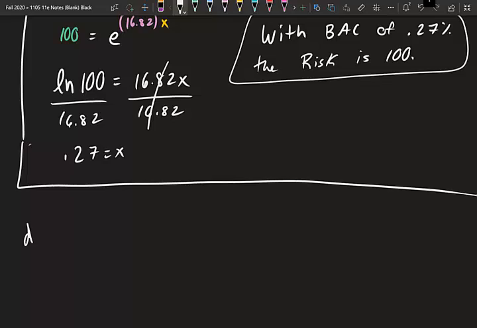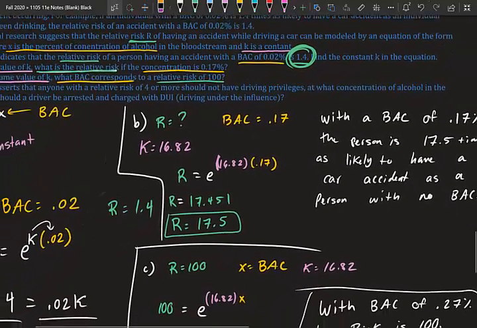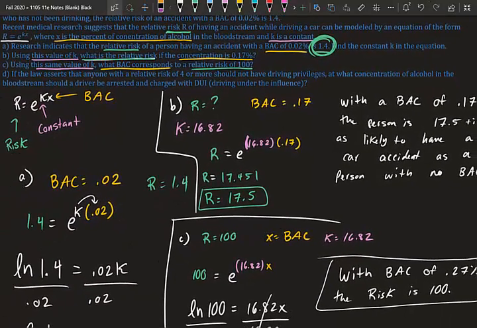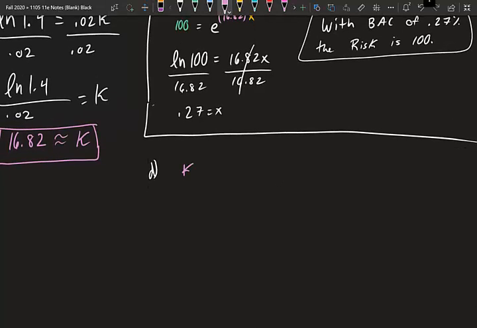Part D. If law asserts that anyone with a risk of 4 or more should not have driving privileges, at what concentration of alcohol in the bloodstream should a driver be arrested and charged with a DUI, driving under the influence? So we're given the relative risk is 4, and we're trying to find what concentration. We're still going to be using the same constant. That's not going to change. That's why it's called the constant.